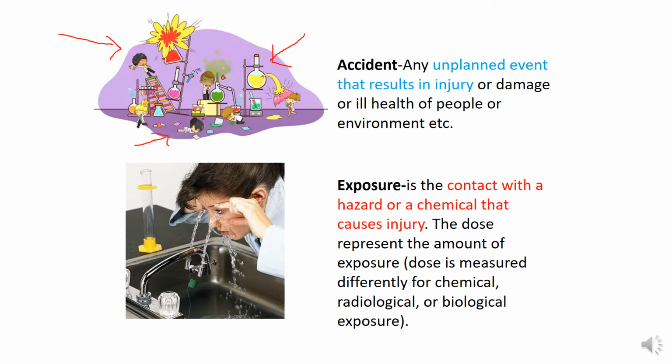This is the definition of accident according to the lab. But if we are talking about accidents on the road or accidents to other properties, their definition will be a little different, but overall the meanings are the same. So with respect to the lab, any unplanned event that results in injury or damage or ill health of the people, the workers, or the visitors who visit the lab, we call an accident.